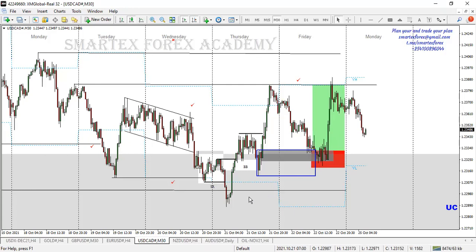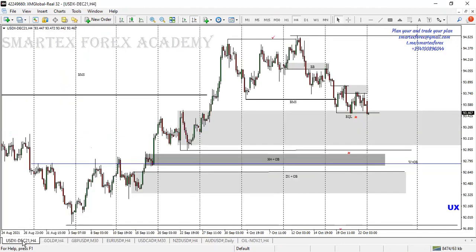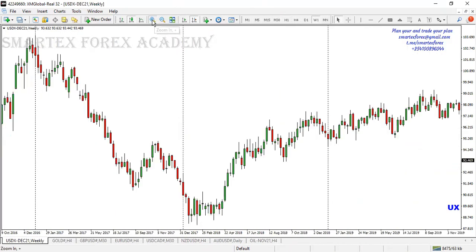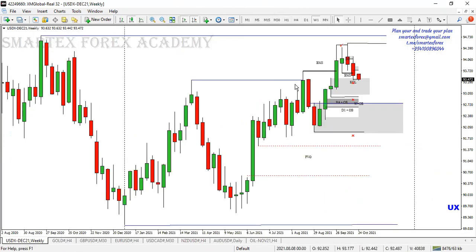So let's do analysis on some of the pairs here, what we'll be anticipating this week. I'm gonna start with the dollar index. From the higher time frame, that is the weekly time frame. Let's see what we have in the weekly time frame.